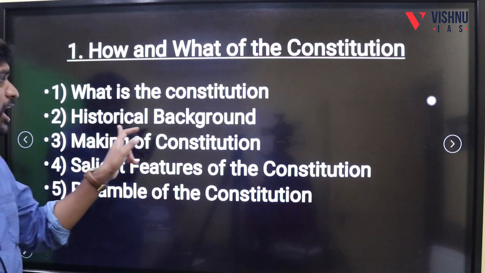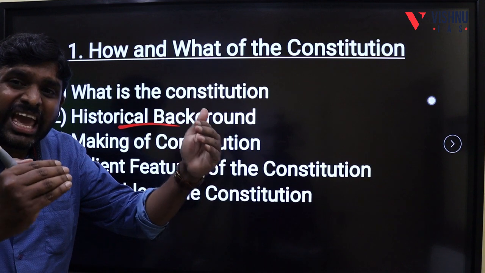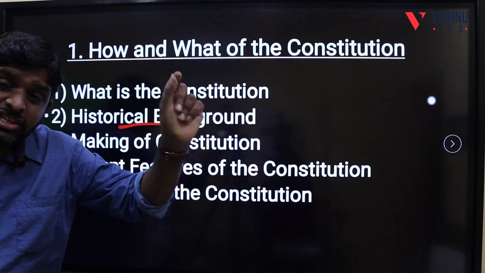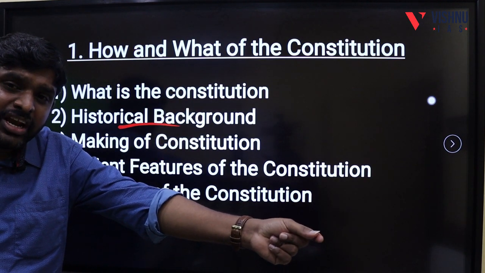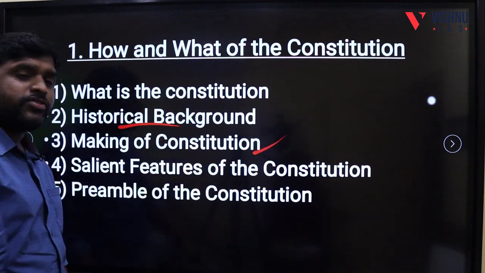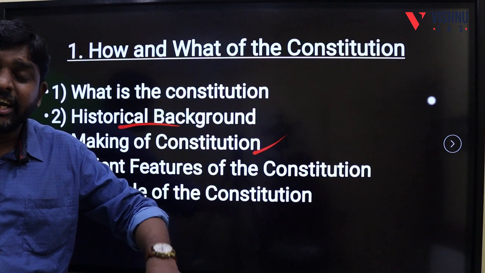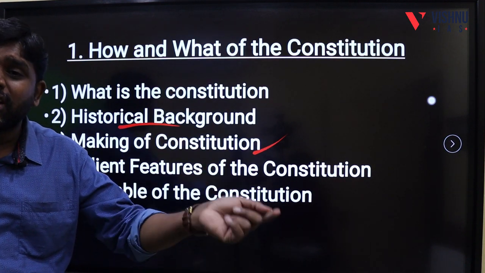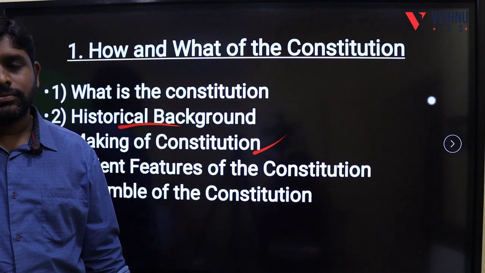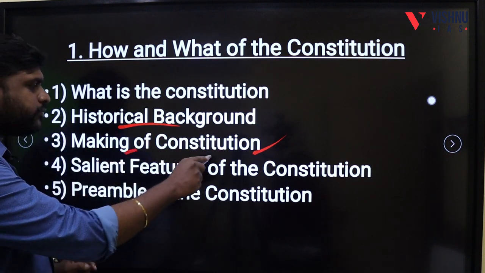What is the constitution? Historical background. How the Indian constitution came into existence, where it all started. Which committee recommended a separate constitution for India? Making of the constitution: who are the members of the constitution, who rejected it, who accepted it? What were the visions, and what were the objective resolutions of various leaders in the making of the constitution?